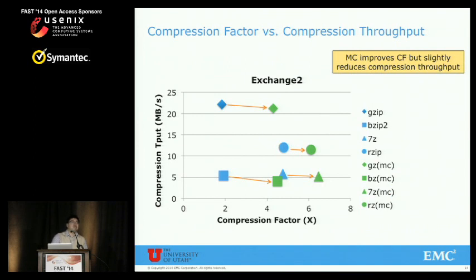So this figure shows the same results, but for the Exchange 2 data set. We note that compression factors are improved, but there's a slight drop in throughput. The main difference between this data set and the previous one is that Exchange email backups have very low deduplication factor, and deduplication doesn't help much for improving compression.